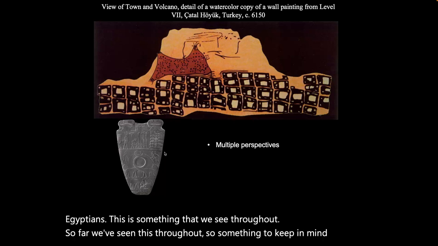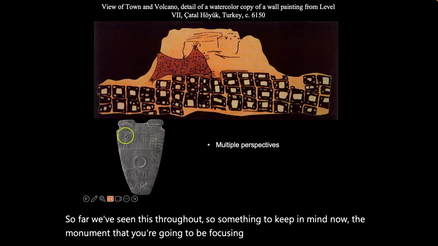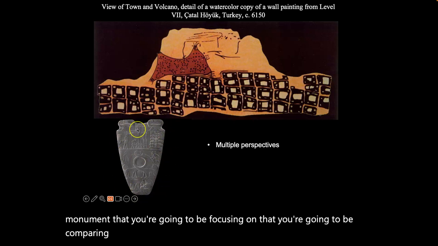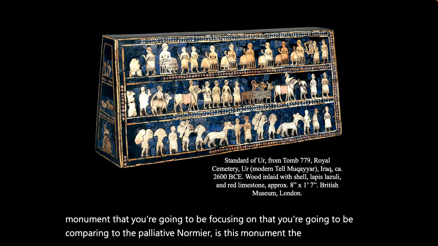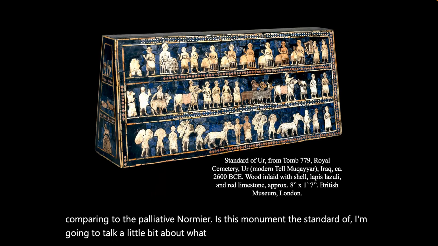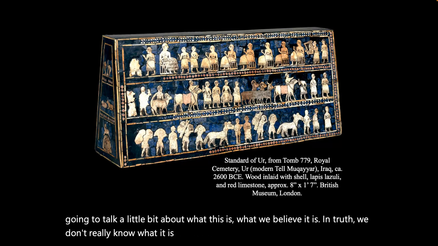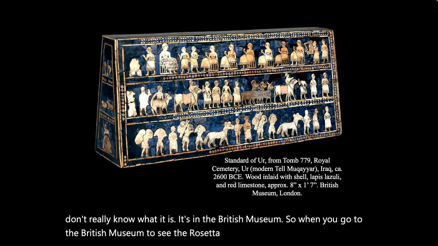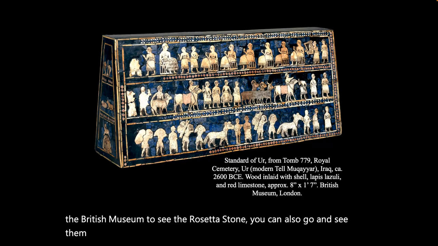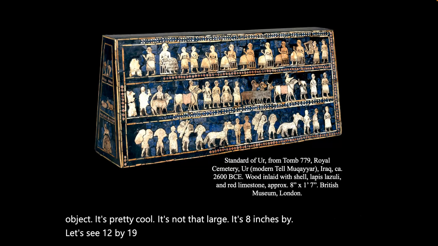Now, the monument that you're going to be focusing on, that you're going to be comparing to the Palette of Narmer, is this monument, the Standard of Ur. I'm going to talk a little bit about what this is, what we believe it is. In truth, we don't really know what it is. It's in the British Museum, so when you go to the British Museum to see the Rosetta Stone, you can also go and see this object. It's pretty cool. It's not that large. It's 8 inches by 12 by 19 inches. So it's not that large.